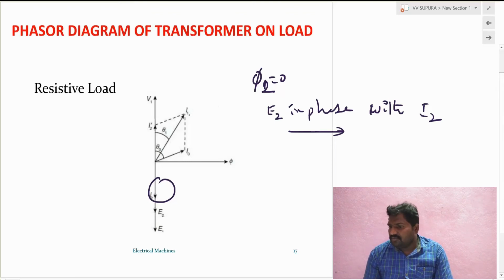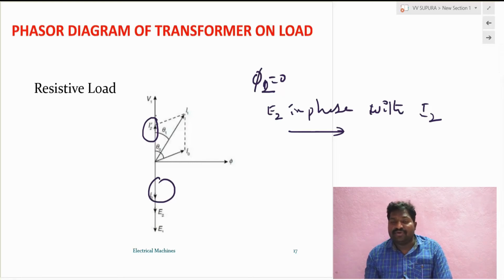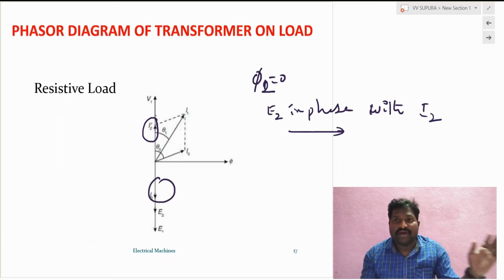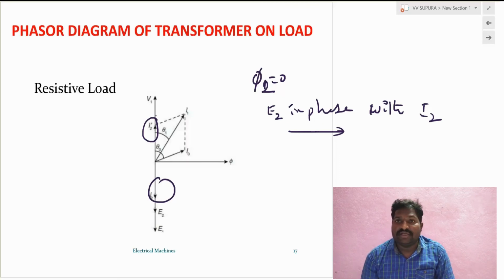And I2 dash is in phase with V1. Why? Because I2 dash is because of current I2, and I2 is related to the resistive load. So because of I2, some more current is drawn from the primary side, that is I2 dash. In the previous case I mentioned it as I1 dash, here they mention it as I2 dash, no problem. The concept is the same. Because of the resistive load, some current is drawn from the primary, and that should be in phase with the primary voltage. So you have to understand this concept.